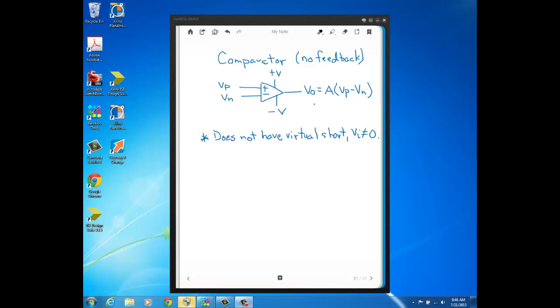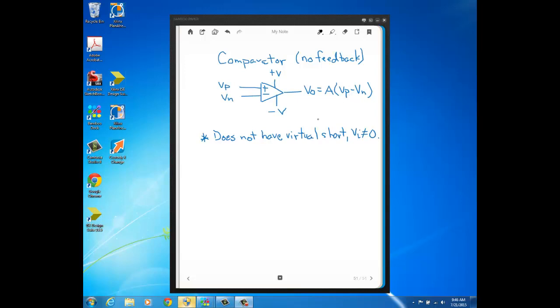inside the op-amp. Now, a very important point is that when you don't have any feedback, there is no longer a virtual short at the input of the op-amp. And the reason why you no longer have a virtual short is because the difference in voltage across the inputs is no longer zero. That wouldn't make sense, because if it was zero, then this term here would always be zero and it wouldn't be much use.